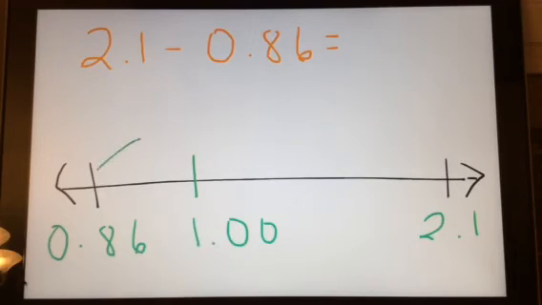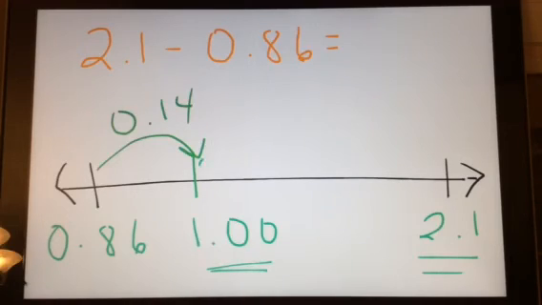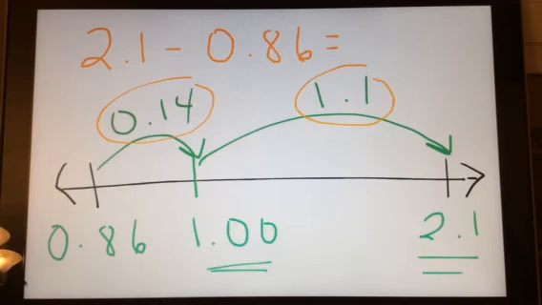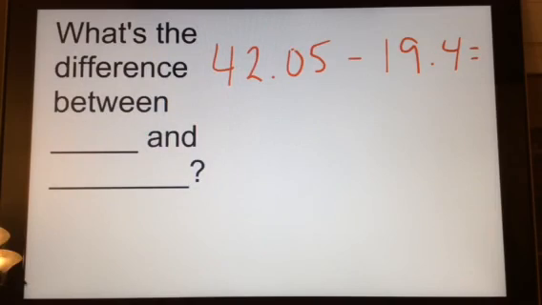If I think of this as money, I know that I will have to jump 14 cents or 14 hundredths to get to 1, and from 1 whole to 2 1/10, my jump is going to be 1 1/10. If I now add these two together, I have 1 24/100 as my final answer.